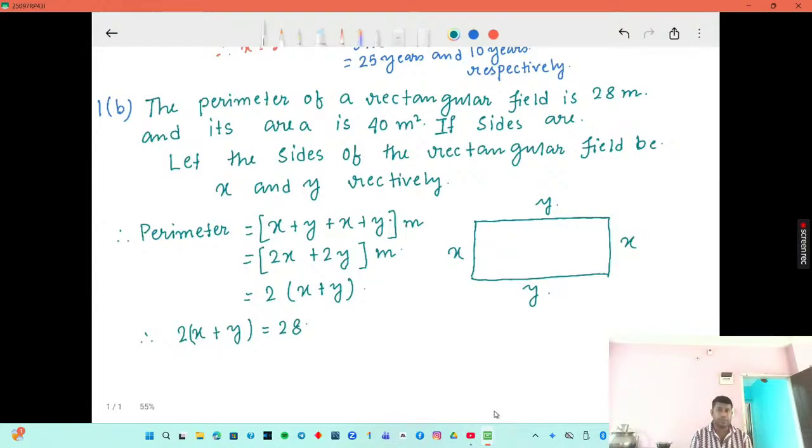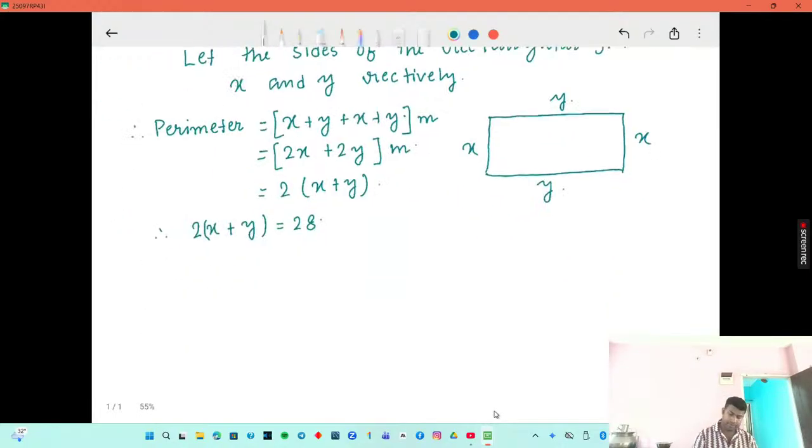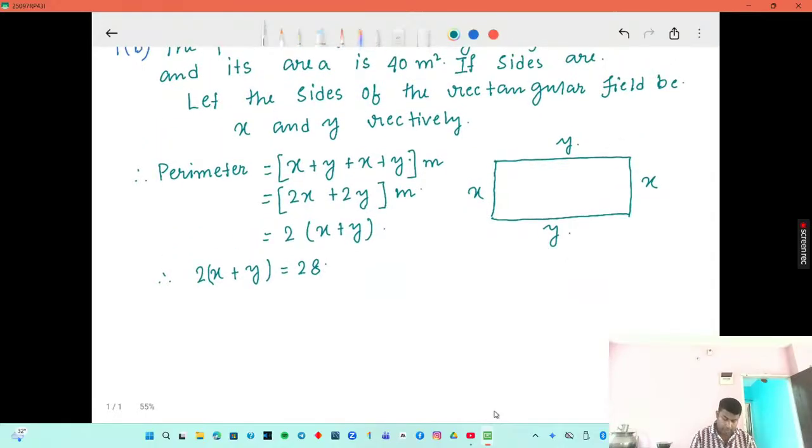Now see, it is a very easy question. And what is the area of a rectangle? The area of a rectangle is length into breadth. Here length is y and breadth is x. Therefore the area of a rectangle is xy. Area of a rectangle is equal to xy unit square, which is equal to xy meter square.